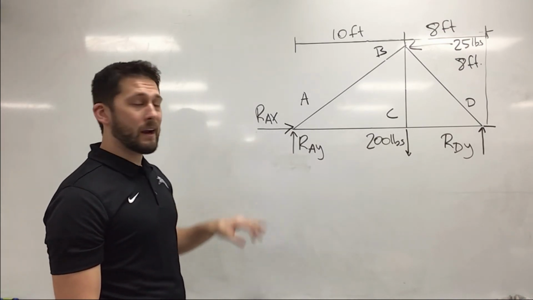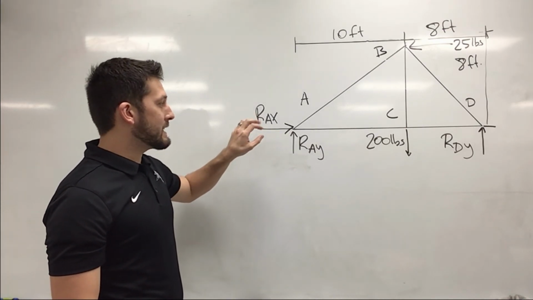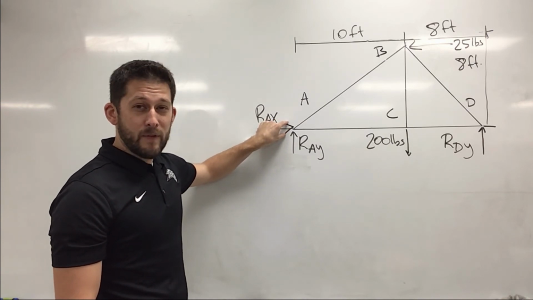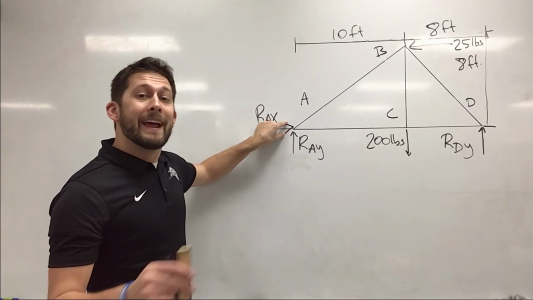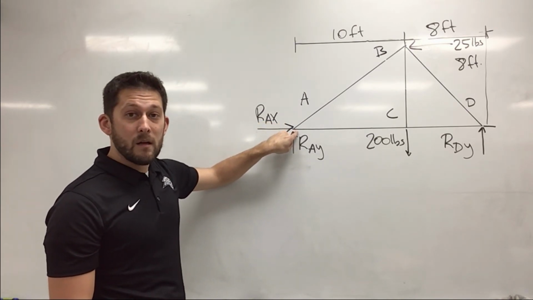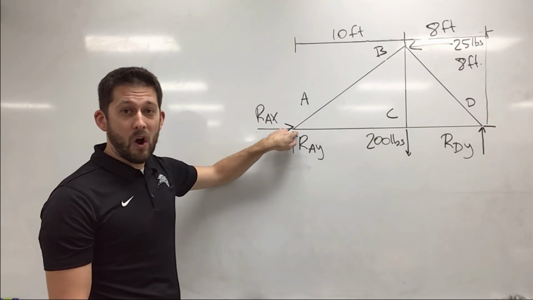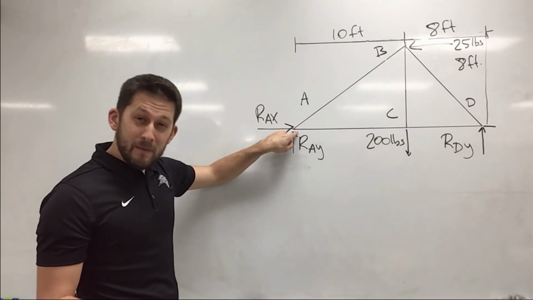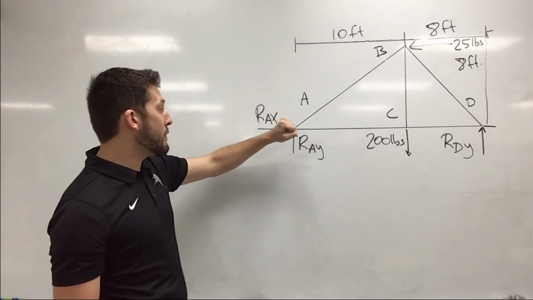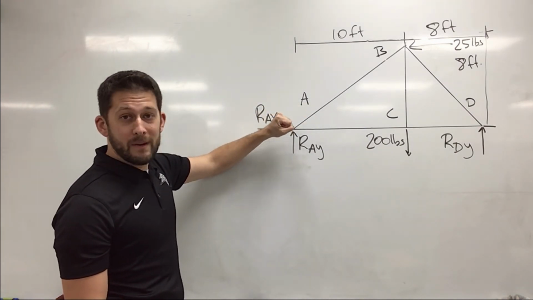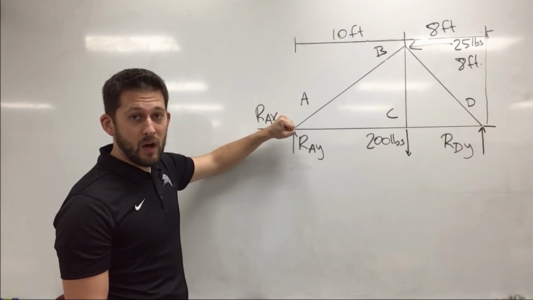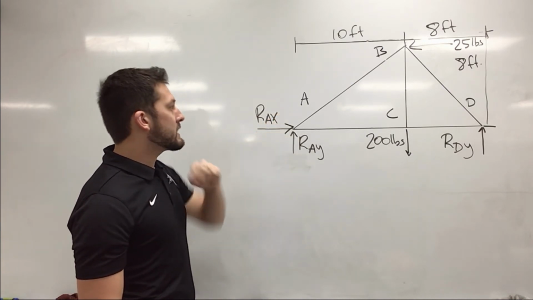So what I recommend is I'm going to select a pivot point where I eliminate a couple of things, because if you think about moments, it's a force times a distance. If my fulcrum is right here, my distance for RAX and RAY is going to be 0 for both of those, so we get rid of those automatically. So I'm going to imagine that my fulcrum is right there to make my life easier, and I'm going to base all my calculations off of that. So let's see how that works.